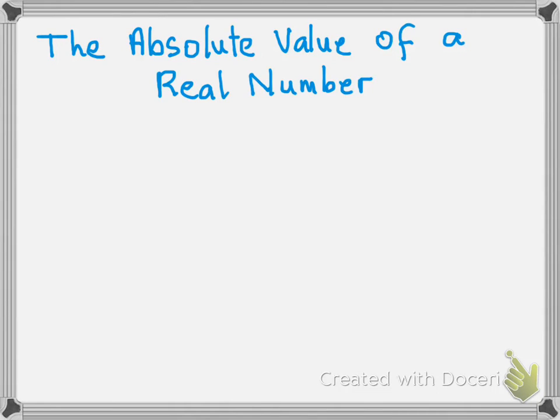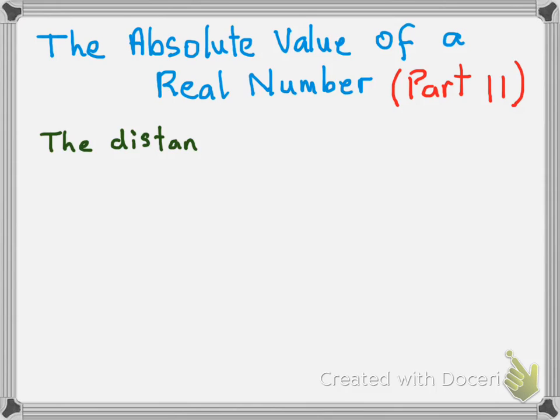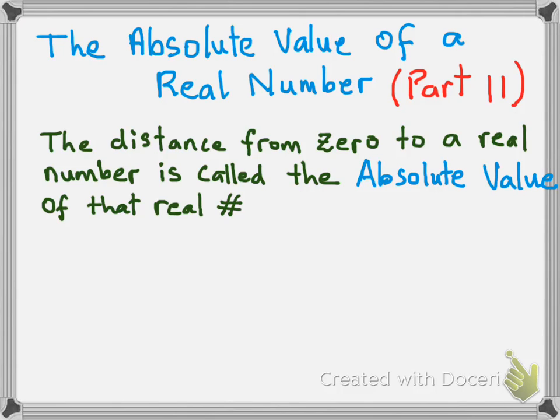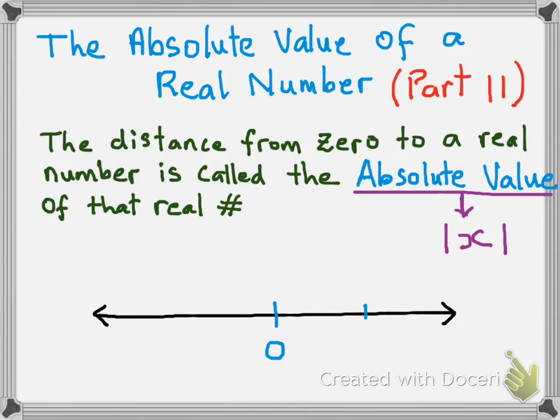Hello again. In our previous video, we talked about the absolute value of a real number. In this video, we finish off what we started in the previous video. We did say that the absolute value of a real number is the distance from 0 to that particular real number. And the symbol we introduced is as shown. There are two vertical lines with the number in between. So you have the absolute value of that real number. So this symbol here is the absolute value of a real number x.